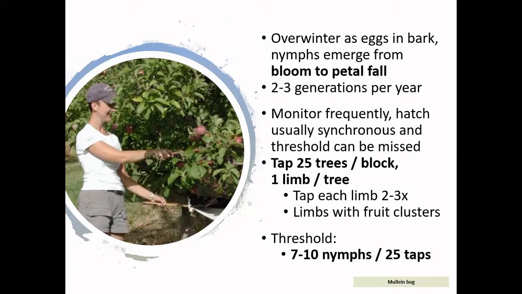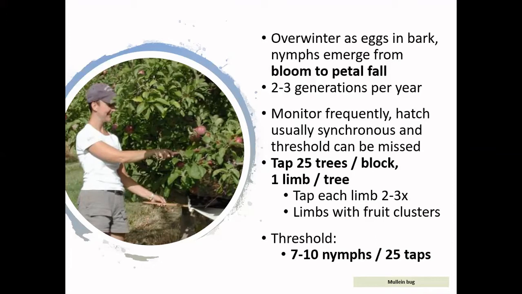So mullen bug overwinters as eggs in the bark, and the nymphs emerge in that early season. It can be earlier than bloom, in that pink stage typically, and they can be a problem up until petal fall. Now their activity continues throughout the year, and I'll talk about that in the coming slides. But monitoring for this pest throughout that bloom to petal fall time is really important because hatch is typically synchronous, and so it's possible that threshold can be missed because it can happen so quickly.